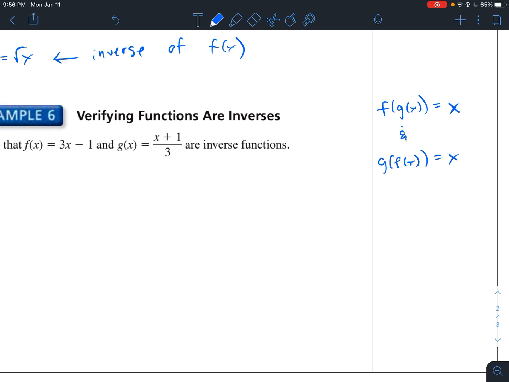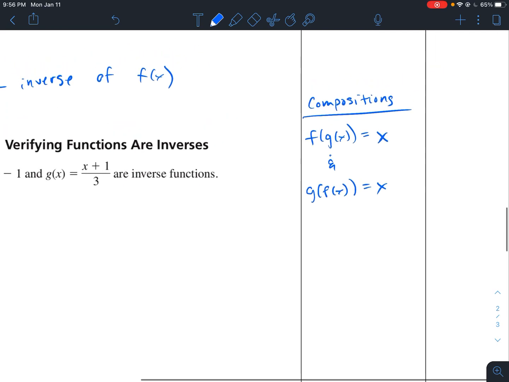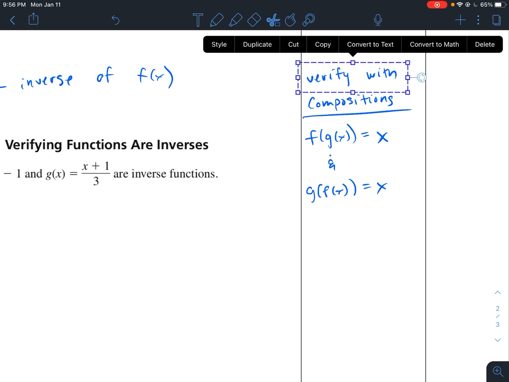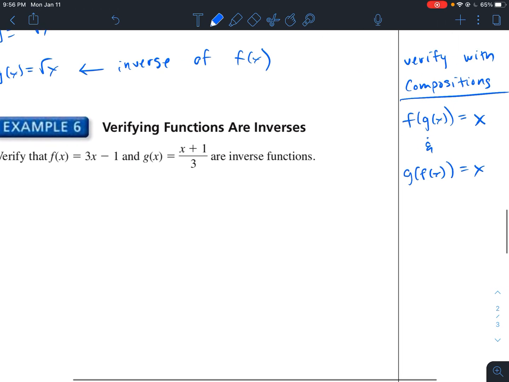Now we talked about compositions. These are compositions. We talked about that last time. So if these are inverses, this is how to verify. So verify with compositions. Now let's try it out.